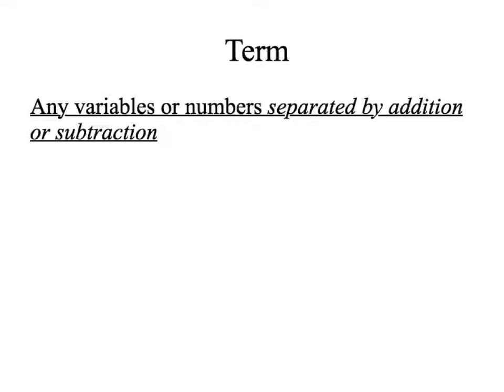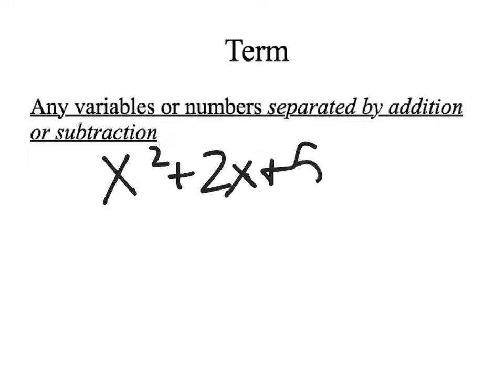Terms are, we count the number of terms by counting the things that are separated by addition or subtraction. So if we had x squared plus 2x plus 5, we would have 3 terms. Right here, 1, 2, and 3.